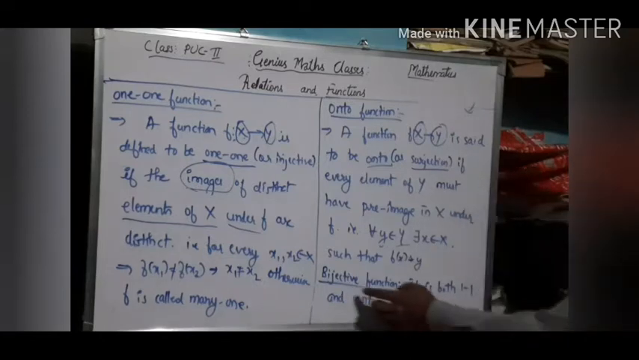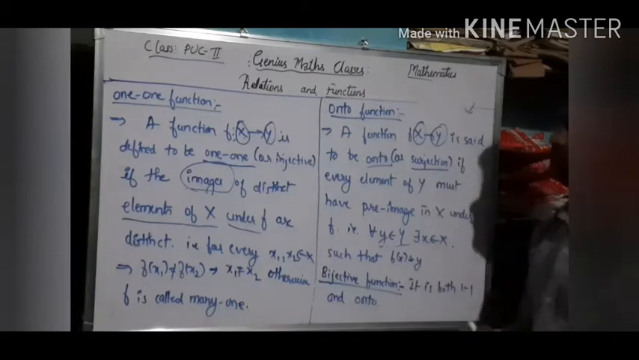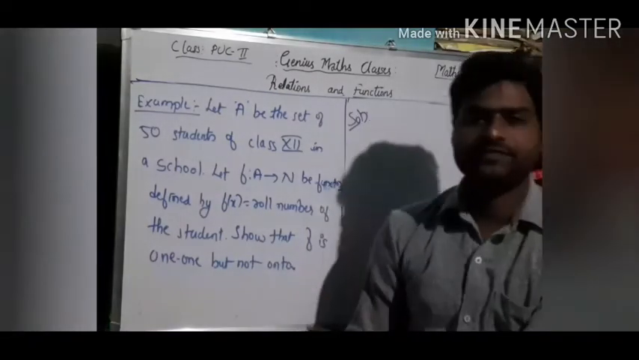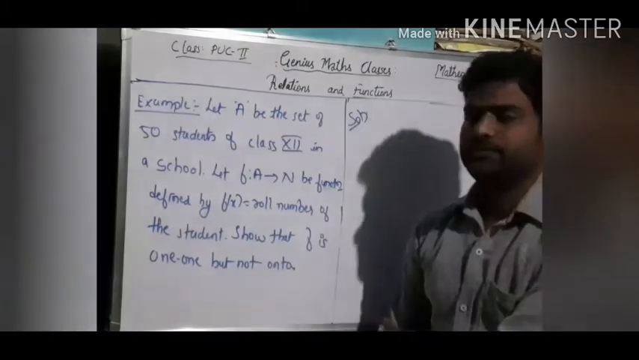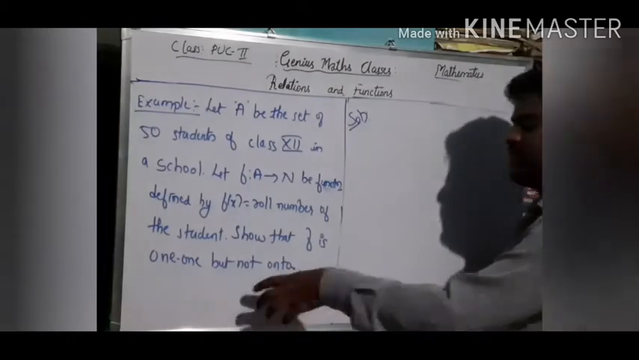A bijective function is both one-one and onto. Then it is called a bijective function. So after we know about the types of function, one-one, onto, and bijective, let me solve some simple examples. This is a very simple example.